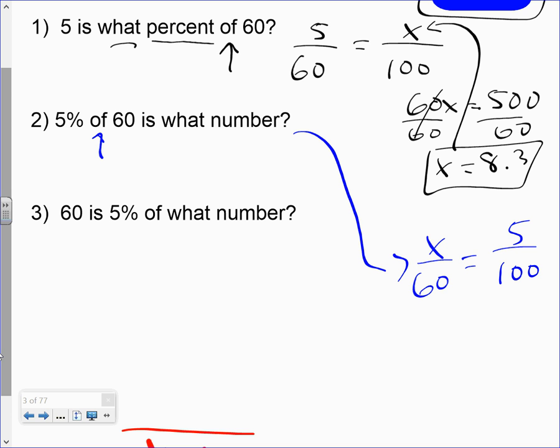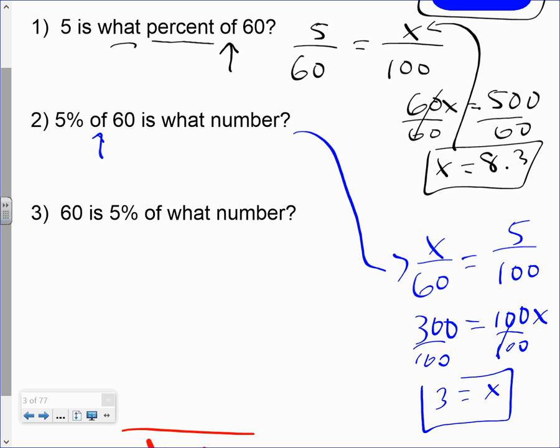Cross multiply. 60 times 5 is, that's 300? Yeah, 300. 100 times x is 100x. Got a simple, dirt cheap equation. Let's get x alone. We'll divide by 100. x is 3. We're rocking and rolling. So what is 5% of 60? What's 3? That's what we found out. 3 out of 60 is 5 out of 100.